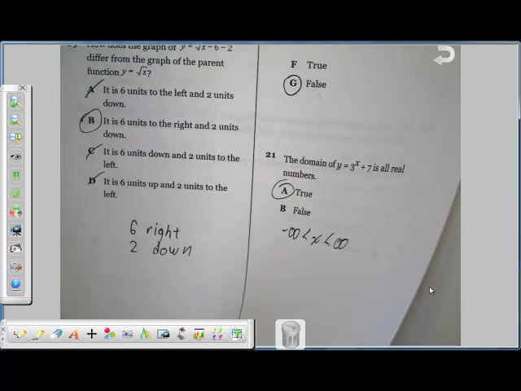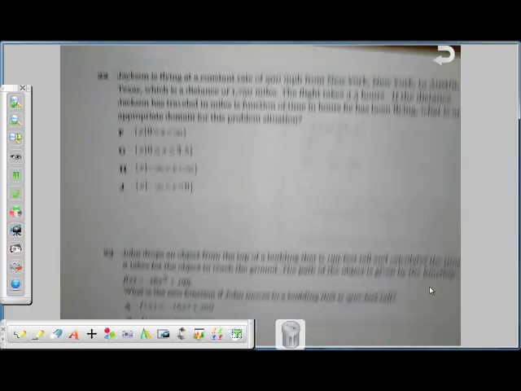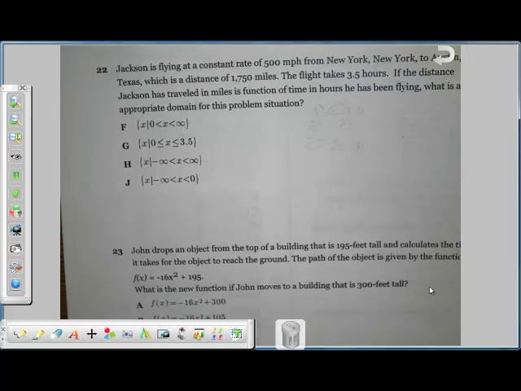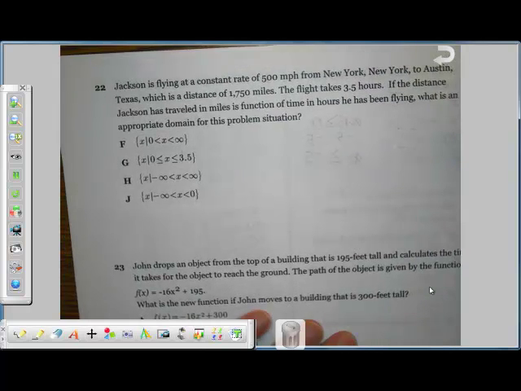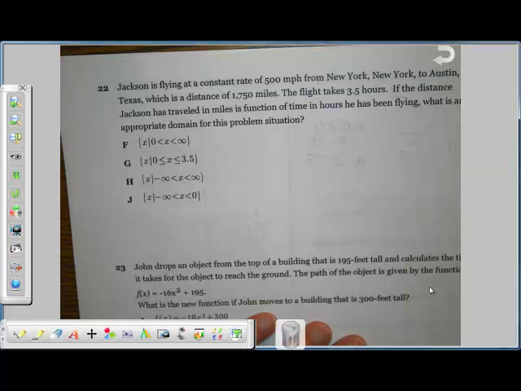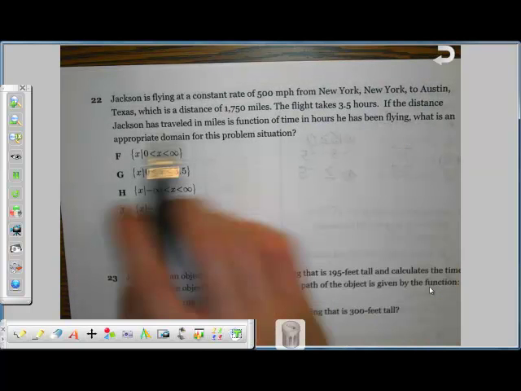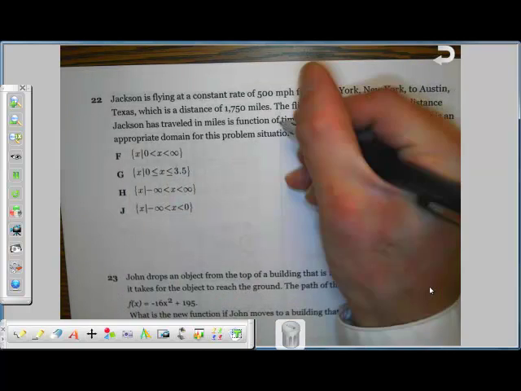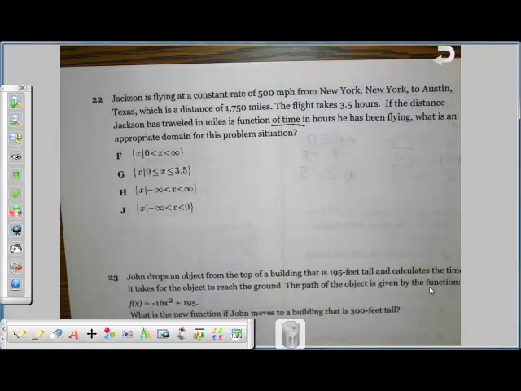Okay. Just when you thought you were finished, not quite. Same question, same word problem we had before, except now we're looking for the domain. If the distance Jackson has traveled in miles is a function of time, that means we're talking about time. What is an appropriate domain?